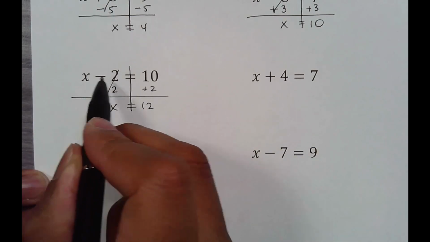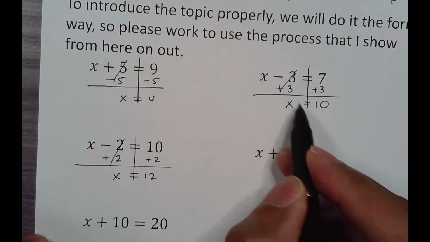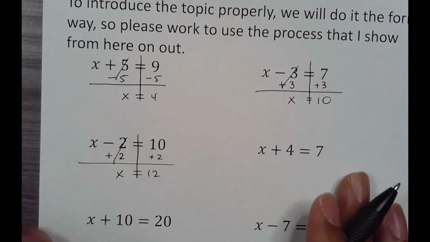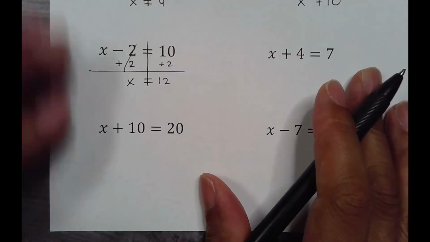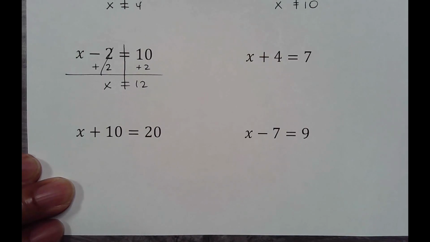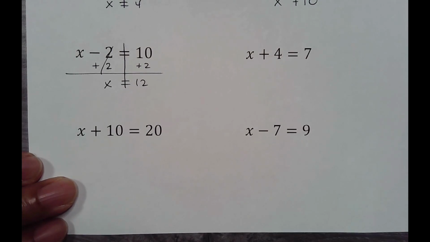Think about it. 12 minus 2 is 10. Think about it. 10 minus 3 is 7. 4 plus 5 is 9. We are finding the answer, but we're allowing the answer to come to us. We're not doing a whole bunch of extra thinking like, is it a 1, is it a 2, is it a 3, is it a 4, and keeping on going. The answer comes to us with the step that we're using.